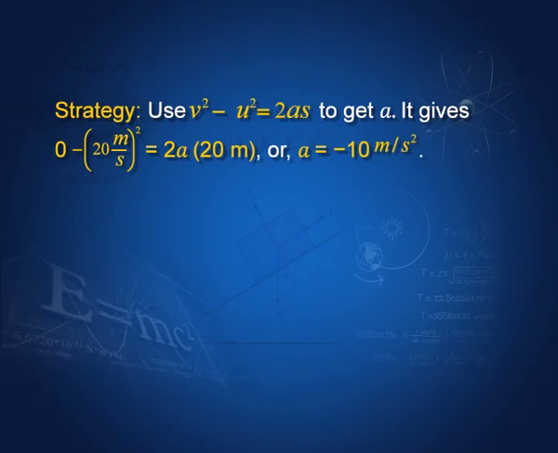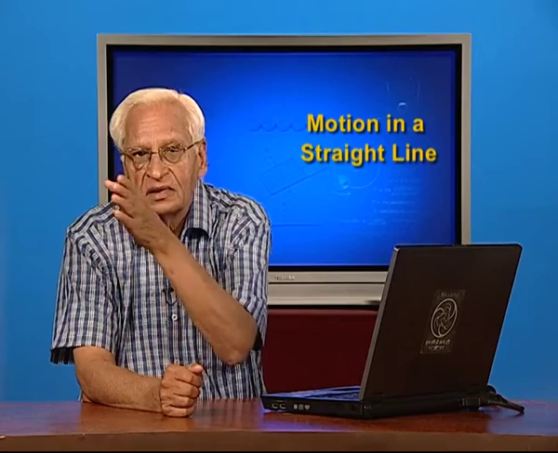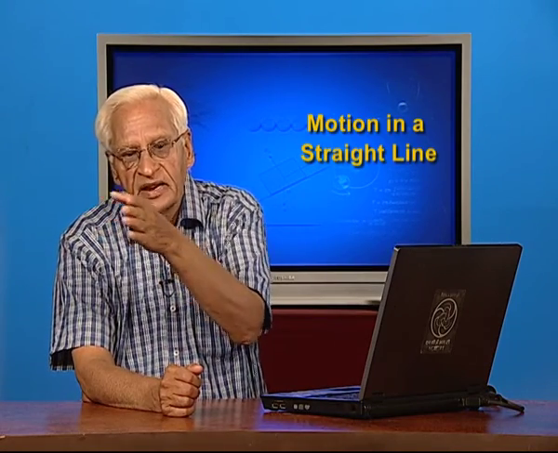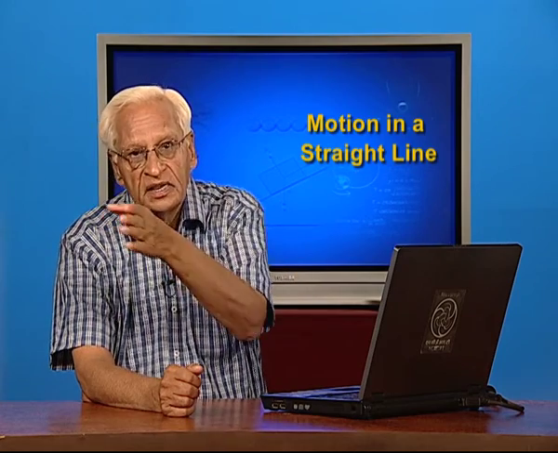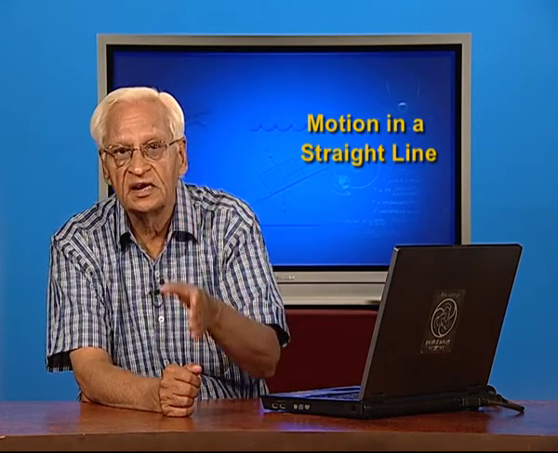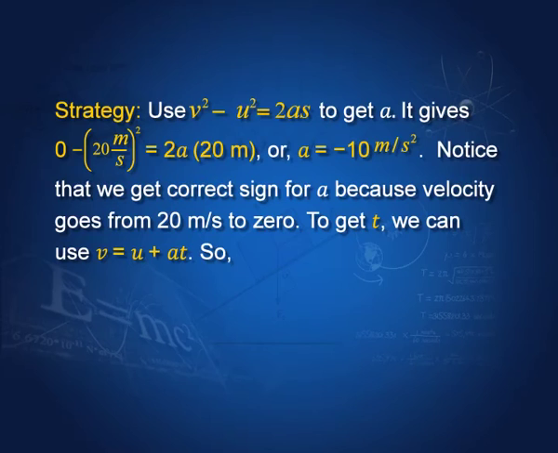This minus sign is important. You remember that the biker has applied the brake, and therefore, his speed is decreasing. That means the acceleration must be negative, and we must get the correct sign of the acceleration. In this case, we get a equal to minus 10 m/s squared, that is, meters per second squared. Now, the other thing that we have to find is the time taken.